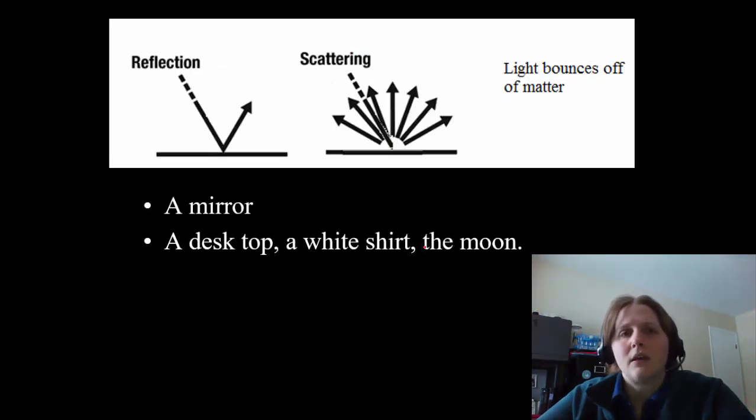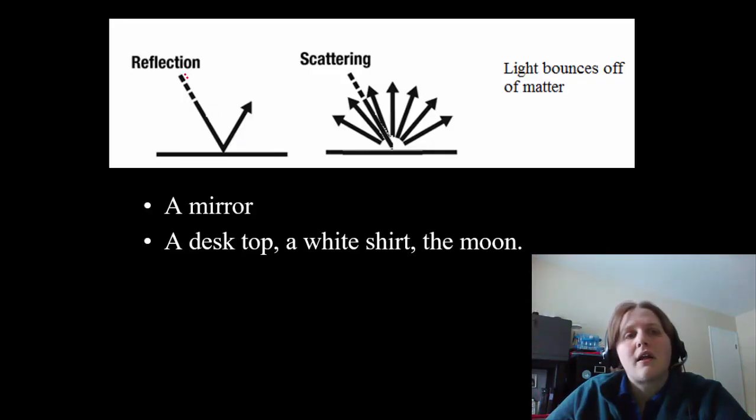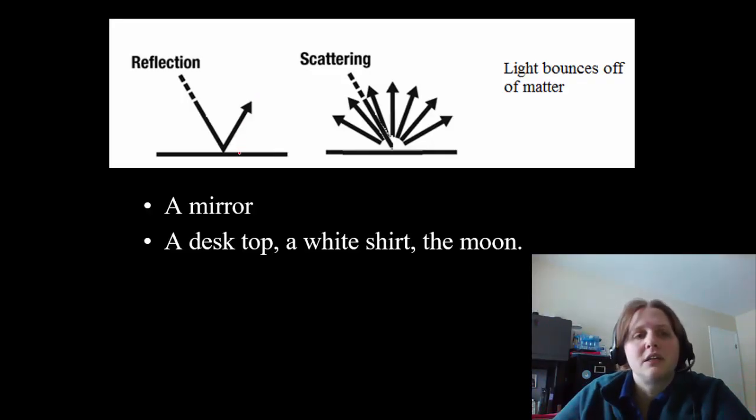Then we've got reflection and scattering. Reflection, we usually say, is a clean bounce of light. So think of a mirror where you can actually clearly see a reflection in the mirror. Light comes in and it leaves, and there's actually a law of reflection that says that these two angles here have to be exactly the same.